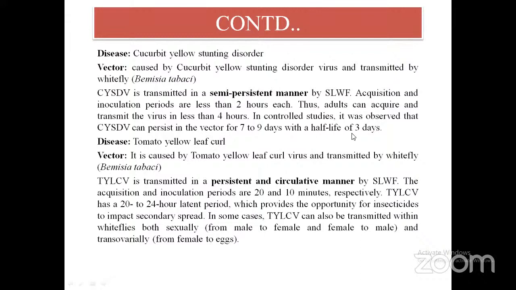Then another important disease is tomato yellow leaf curl. Mostly leaf curls are transmitted by whiteflies, and the tomato yellow leaf curl virus is one of the important viruses, and it is vectored by the same Bemisia tabaci. It is transmitted in yet another kind of manner, that is, in the persistent and circulative manner. The acquisition and inoculation periods are 20 and 10 minutes respectively. This virus has a 20 to 24 hour latent period, which provides the opportunity for insecticides to impact secondary spread, so it can spread easily. In some cases, this virus can also be transmitted within the whiteflies sexually, from male to female and female to male, and transovarially also, that is, from female to the eggs.